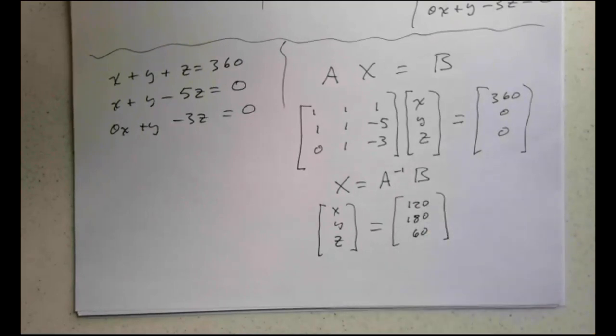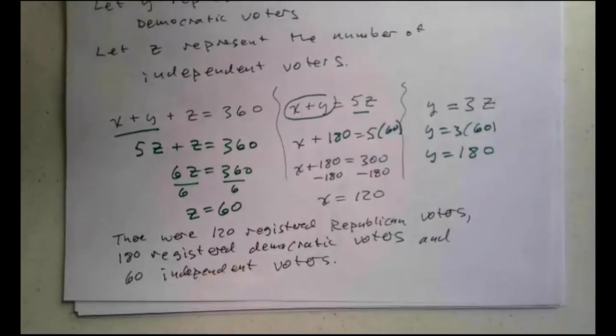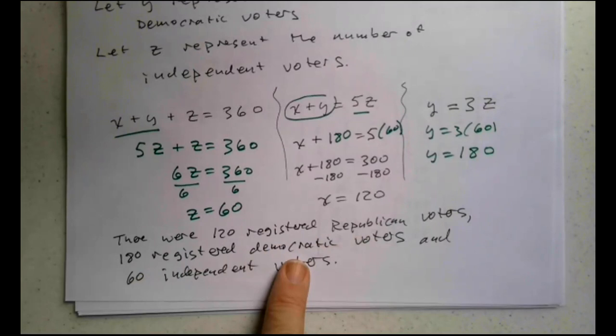And then if you would do it that way, you still need to go ahead and put it back in context and write down the words. Again, there were 120 registered Republican voters, 180 registered Democrat voters, and 60 independent voters.